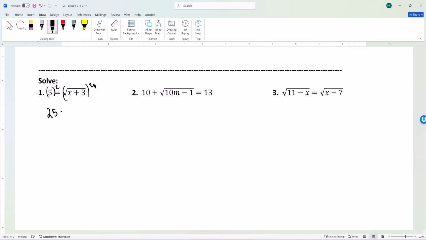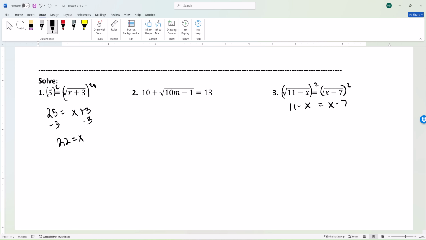And so you get 25 equals x plus 3. Minus 3 on both sides. You get 22 equals x. Now it's okay that you have square roots on both sides. In this instance, how do I get rid of a square root? You just square both sides.